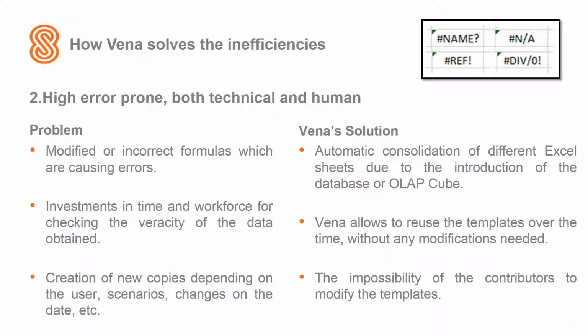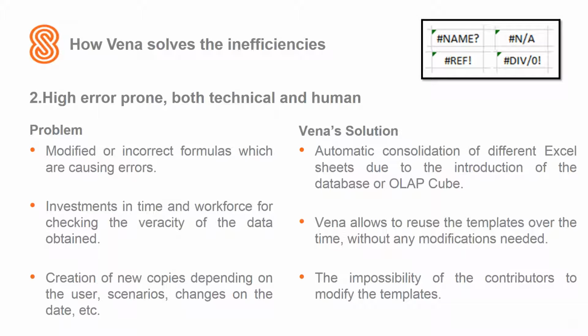The second inefficiency is the high error proneness. As a result of sending and receiving several copies of Excel between the people that are involved in the process, undesirable changes can appear, which will endanger the veracity of the data obtained. This will originate an additional increase in the time used on searching and amending those errors.